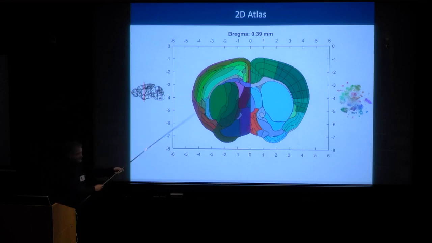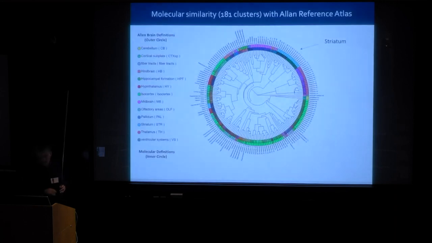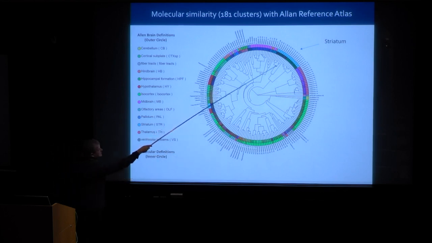Does this make sense? Well, if you make this type of similarity analysis, we have the Allen brain annotation on the outside here, and inside we have the molecular annotation. And if you look at striatum that I just showed, which is light blue, you have all of these subclusters of gene expression, and you can see that these actually make sense. So we're able to increase the resolution of the brain using these data-driven approaches.